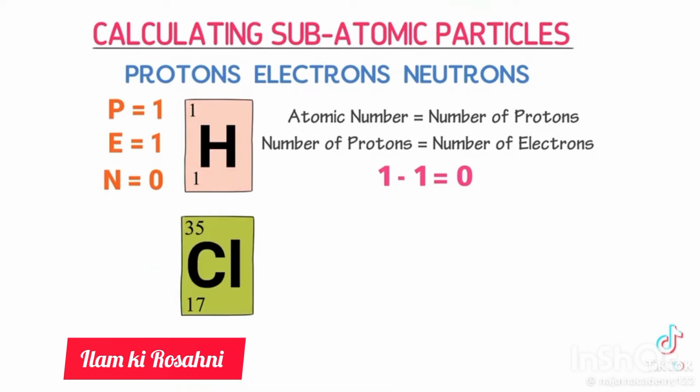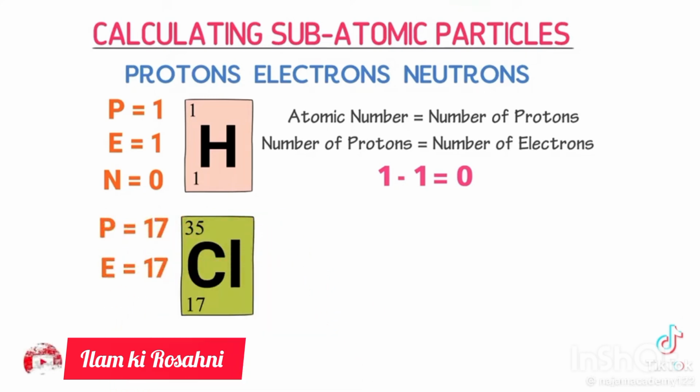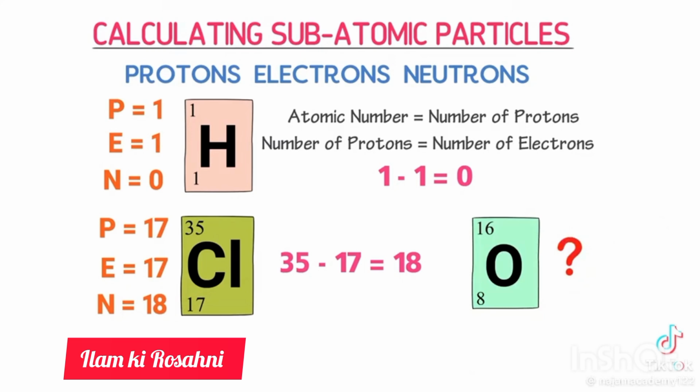Secondly, consider chlorine atom. We know that 35 is the mass number and 17 is the atomic number of chlorine atom. Thus, there are 17 protons and 17 electrons present in the chlorine atom. What about neutrons? Minus 17 from 35. 35 minus 17 is equal to the neutrons present in the chlorine atom. Finally, calculate the number of protons, electrons and neutrons in oxygen atom and drop your answer in the comment box.